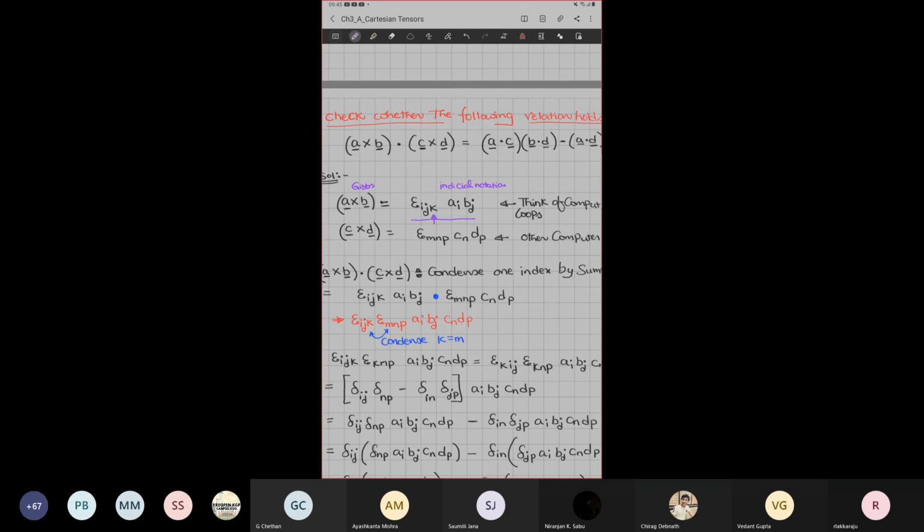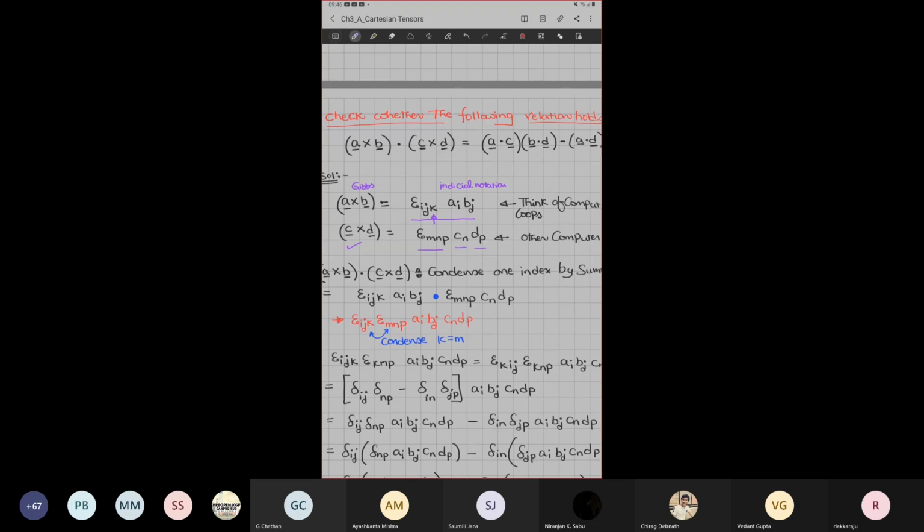Now let us look at C cross D. A new vector, in a new loop you are going to write in the program. So you are writing it in a new loop or new program kind of thing. C cross D is equal to a vector cn dp multiplied by epsilon mnp. It may not be necessary in the same loop. Ijk information may be there, it may not be there.